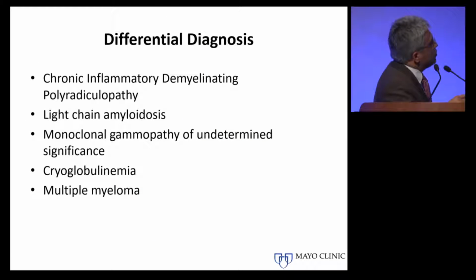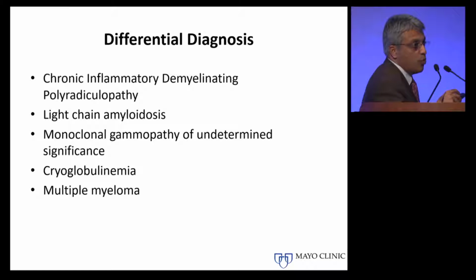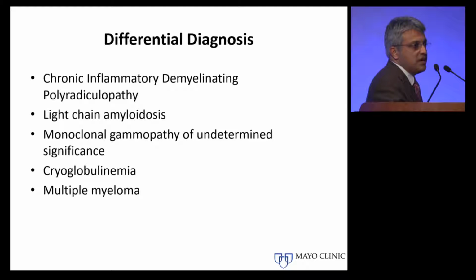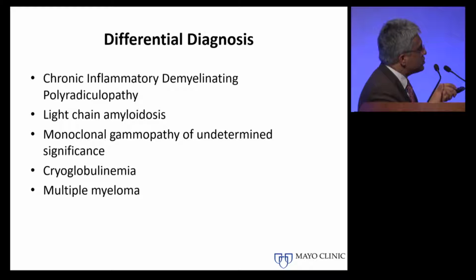When you look at the differential diagnosis, often we have to think about other, more common conditions, especially chronic inflammatory demyelinating polyneuropathy, or CIDP, in somebody who presents with predominantly peripheral neuropathy. Obviously, light chain amyloidosis can sometimes mimic some of the symptomatology we see in patients with POEMS. And of course, it could also be somebody with an MGUS and a totally unrelated set of symptoms or disease going on. Some of the skin manifestations can also be mimicked by patients with monoclonal gammopathy and cryoglobulinemia. And rarely you can see patients with myeloma who also have sclerotic bone lesions.